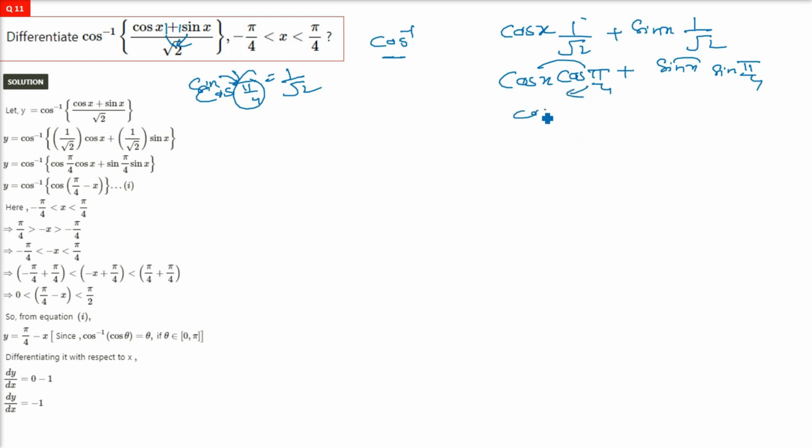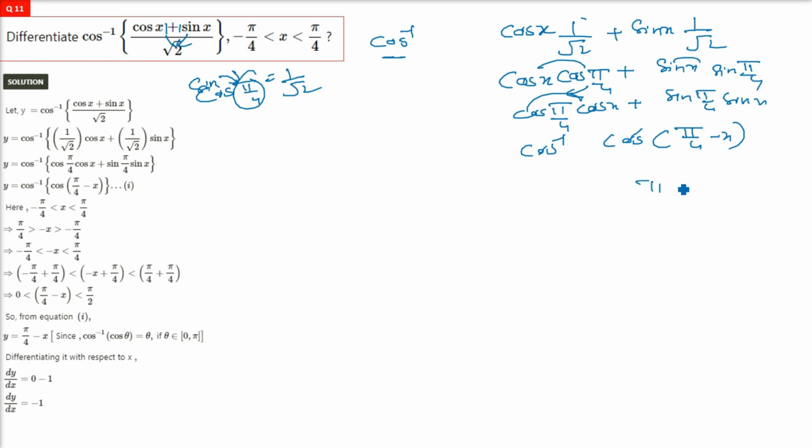And it's up to you. How do you pick up whether you want cos x first or cos pi by 4? It's up to you. But the final output of this, what we have done is cos a minus b. A I have taken as pi by 4. So cos pi by 4 minus 1. You already have a cos inverse outside.